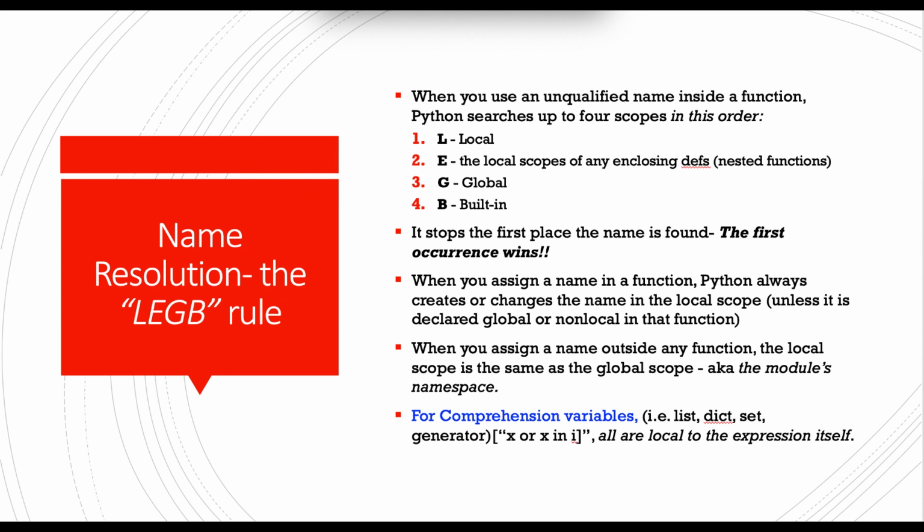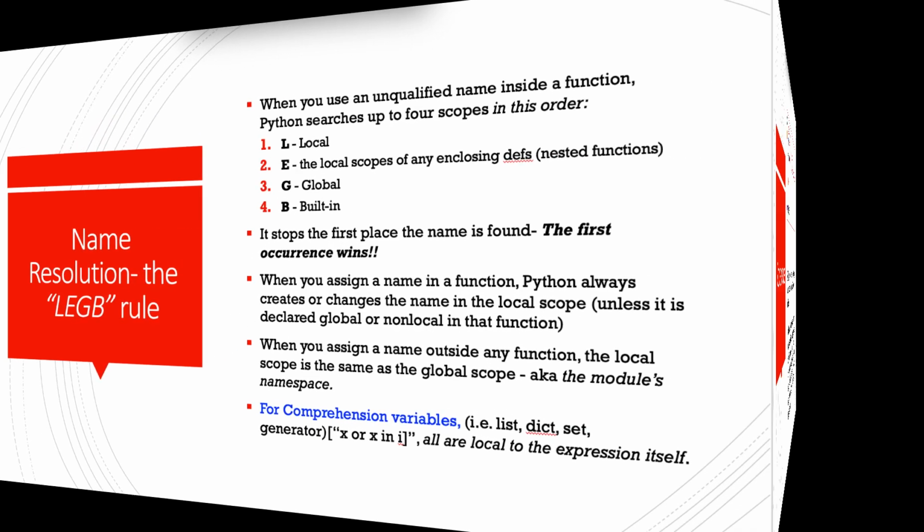When you assign a name in a function, Python always creates or changes the name in the local scope, unless it's declared global or non-local in that function, and we'll get to that. When you assign a name outside any function, the local scope is the same as the global scope, so the module's namespace. And then comprehension variables of any type, list, dictionary, set, etc., are all local to the expression itself. This all has to do with making sure the variable that you think you're using is the one that you're actually going to use in your calculation. If not, your code could have some pretty unpredictable results and, in fact, be very buggy.